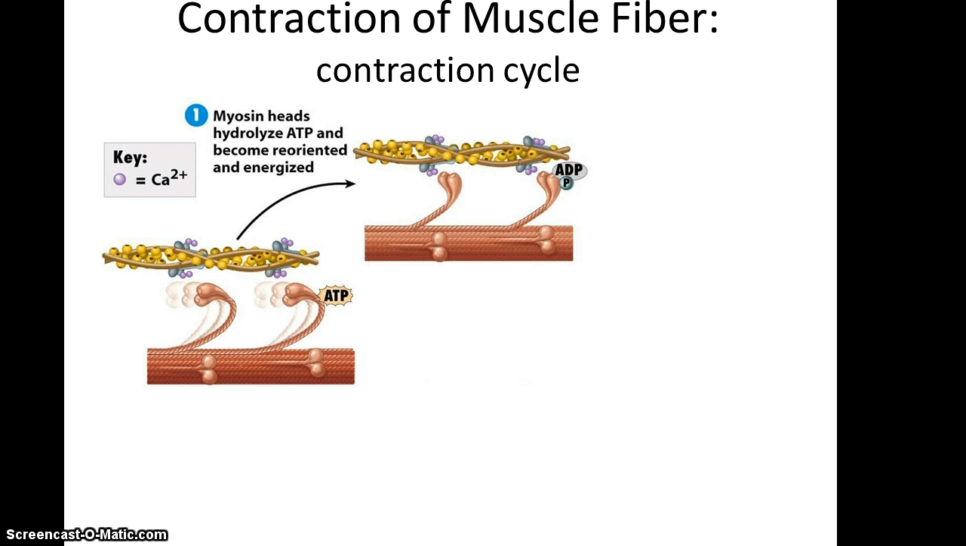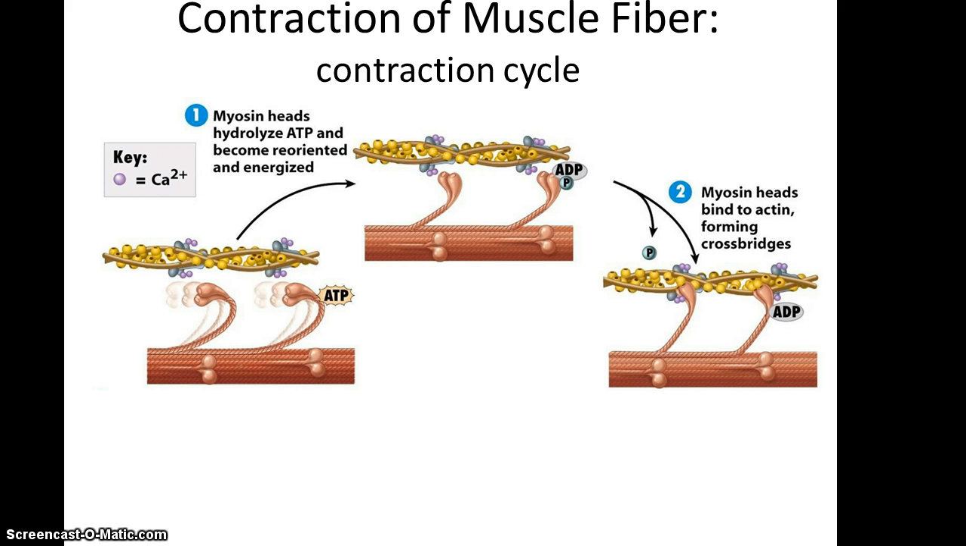Step 1, the myosin head will hydrolyze the ATP, thereby becoming energized. It'll be taking the energy from the ATP. In this process, the ATP will be broken down into ADP and inorganic phosphate. This causes the myosin to change its structural shape so that it is now ready to bind to the actin.